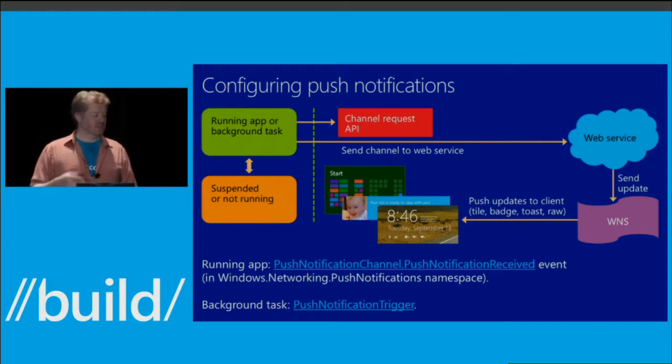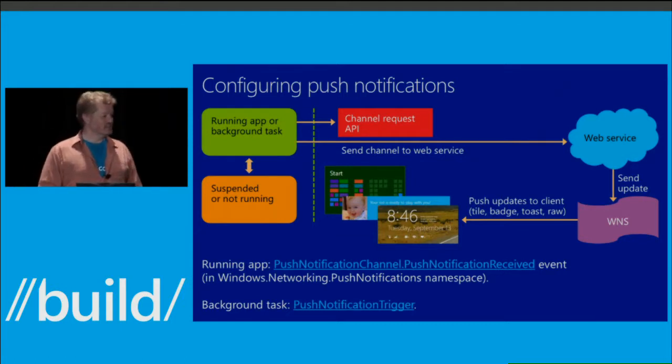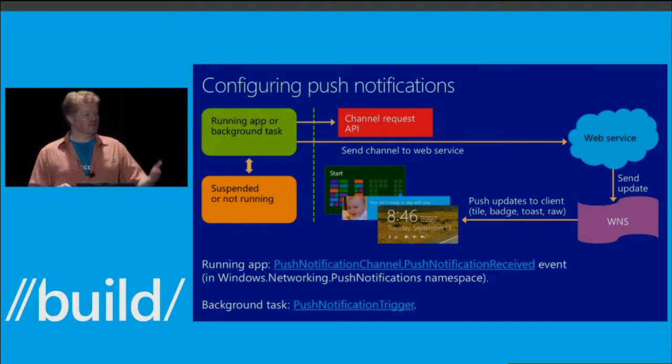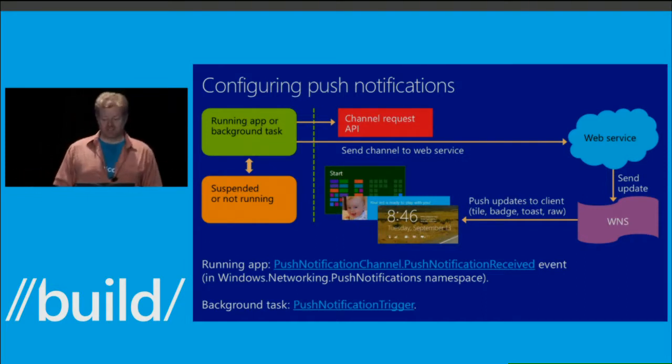If you have a running app, you can receive push notifications directly through this push notification channel.push notification received event. And a background task also has the ability to trigger on the receipt of a push notification to the app it's associated with, and so it can handle that directly if it wants to. This is so if you want to handle push notifications directly, you can intercept them before Windows does anything with them. But if you don't intercept them and you have XML there, then Windows will just take that and update your tile for you on your behalf. So you don't have to write these event handlers or background tasks to use push notifications.